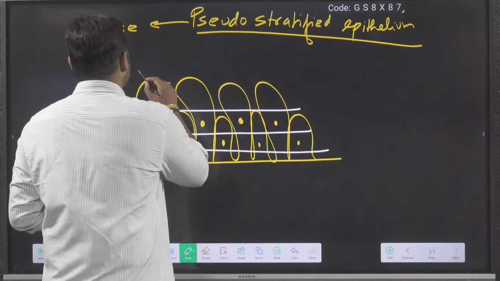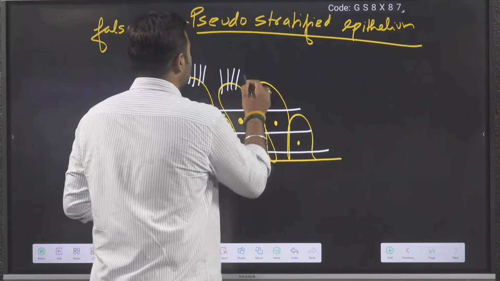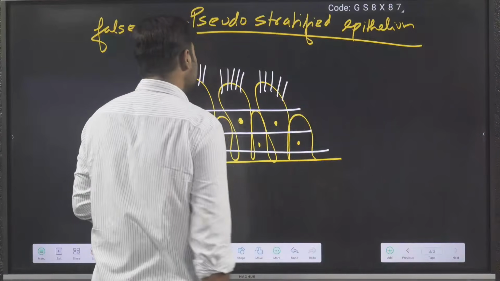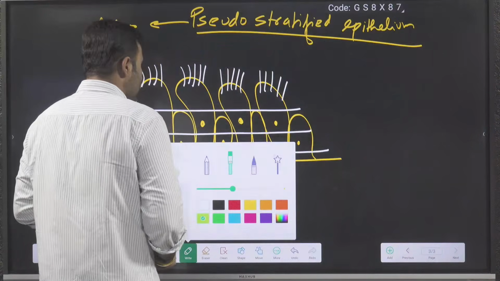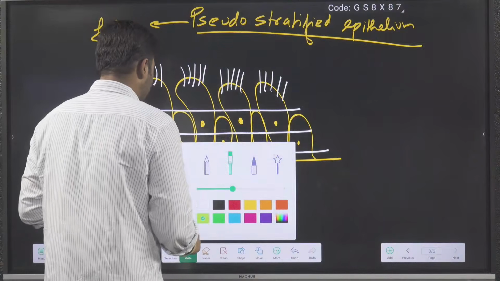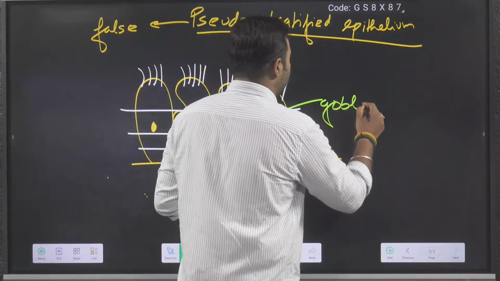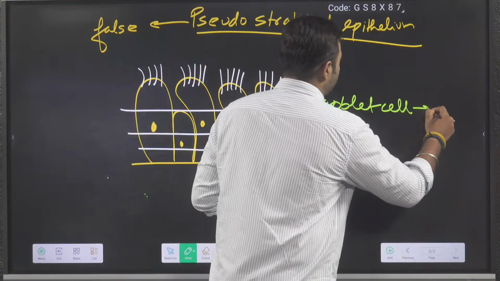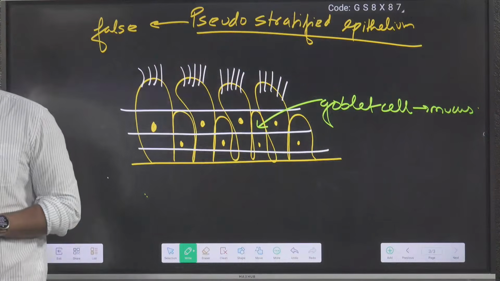Plus, it also bears cilia. Some cells here are modified to become goblet cells. Goblet cells, we know, secrete mucus.